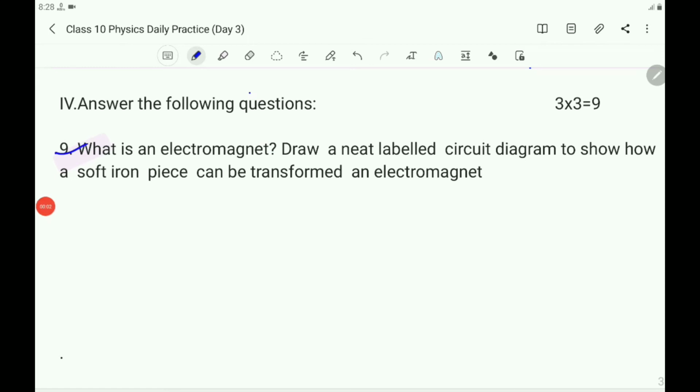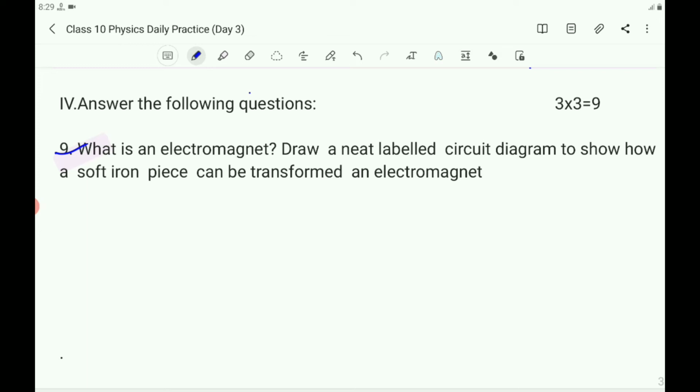Then what is the answer for this question? A soft iron core placed inside a solenoid behaves like a powerful magnet when a current is passed through the solenoid. This device is called an electromagnet. When the current is switched off, the iron core loses its magnetism and so it is no longer an electromagnet. Thus, electromagnets are temporary magnets.